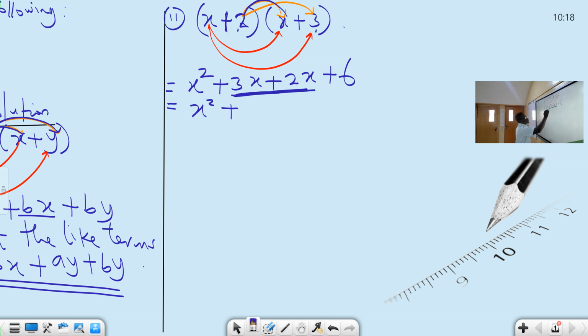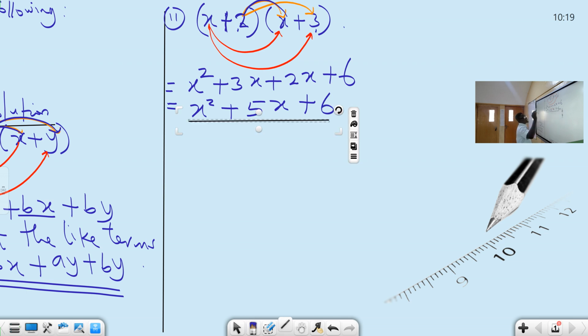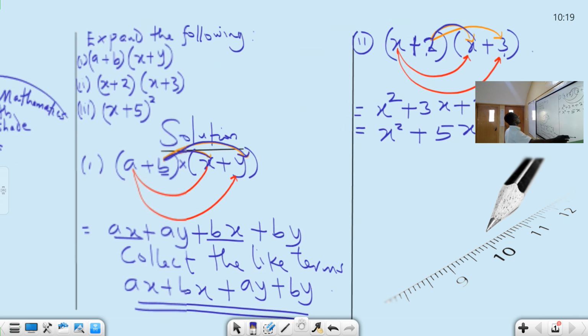So at the end we have x squared plus 3x plus 2x. These are like terms, so we can simplify it. 3x plus 2x, that is 5x, then plus 6. So this forms a quadratic expression. What is a quadratic expression? It is an expression whose highest power is 2. It becomes a quadratic equation when it's equal to 0 or equals a given number. So that is that about that, and I hope that is clear.